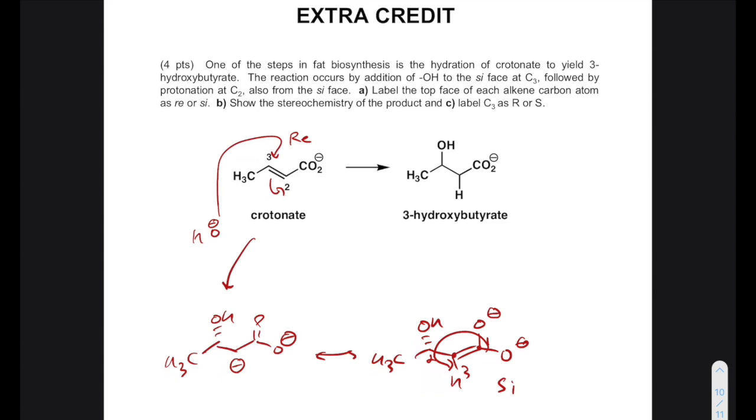And when I'm saying Si, I mean the face that is on the top. Label the top face. So the top face here is Si, and the top face here is Re. The attack of the proton comes from the top, although it doesn't really matter. What we get out is 3-hydroxybutyrate. And the stereochemistry here is going to be a dash. And what do we need to do last? We need to assign this R and S.